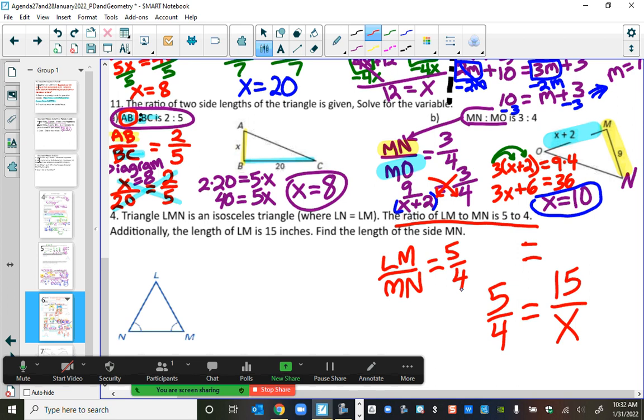Now, you are allowed to switch. You can put the 5 over 4 equal to LM over MN. That's legal. That's a 100% legal move. It's sort of like saying 5 dimes is equal to 2 quarters. If I put the 5 dimes in the 2 quarters, if I switch, do I still have the same amount of money? Yeah, that's basically what's going on here.